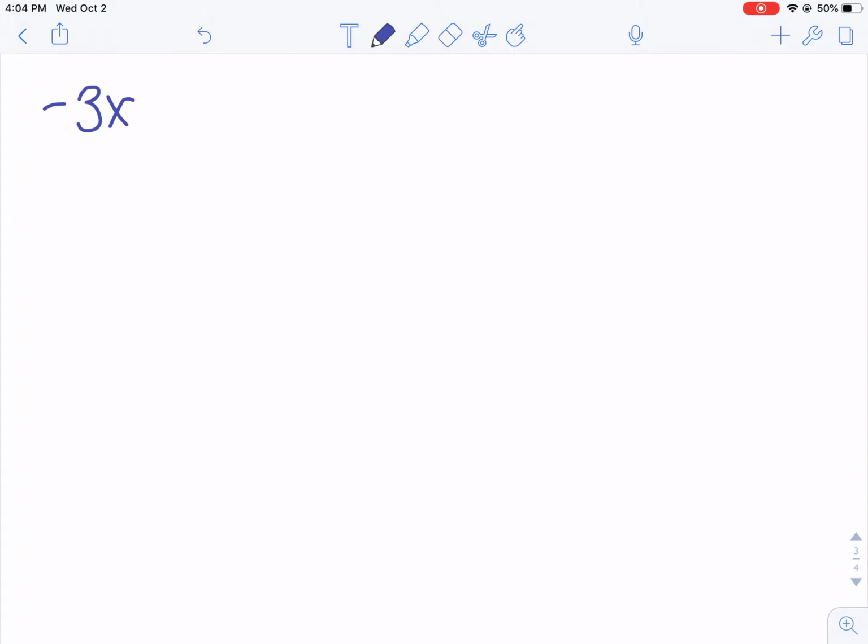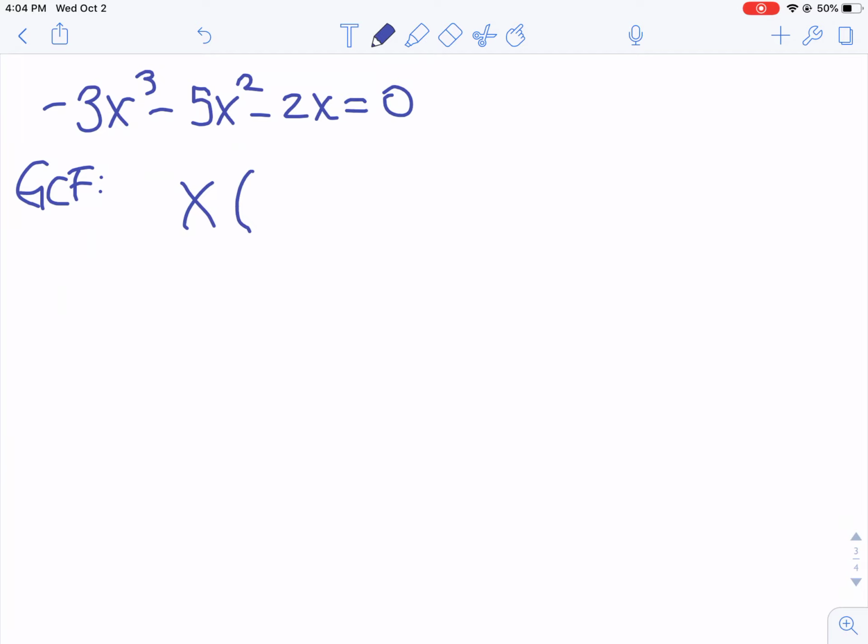Okay. So we have negative 3x cubed minus 5x squared minus 2x equals 0. So you should right off the bat notice they all have an x in them, which means they have a GCF. So we're going to pull that GCF of x out. When I do that, I'm also going to pull a negative out.